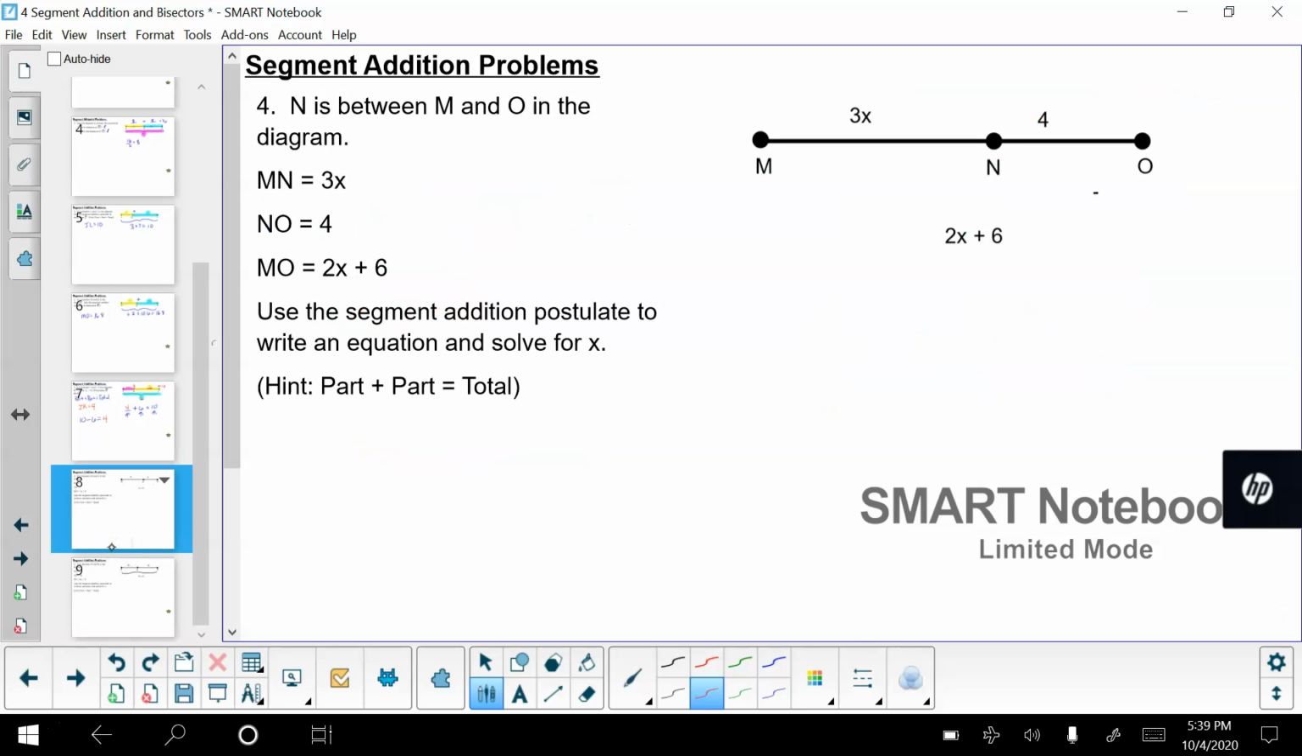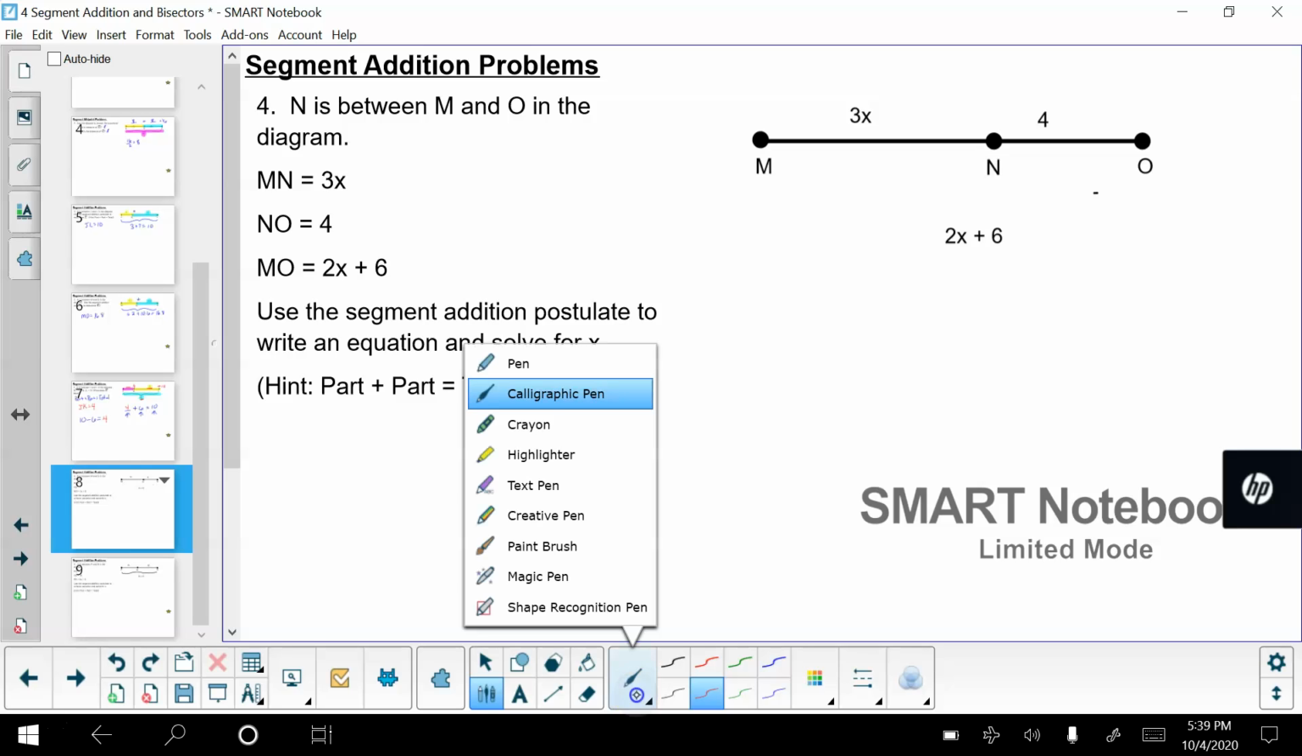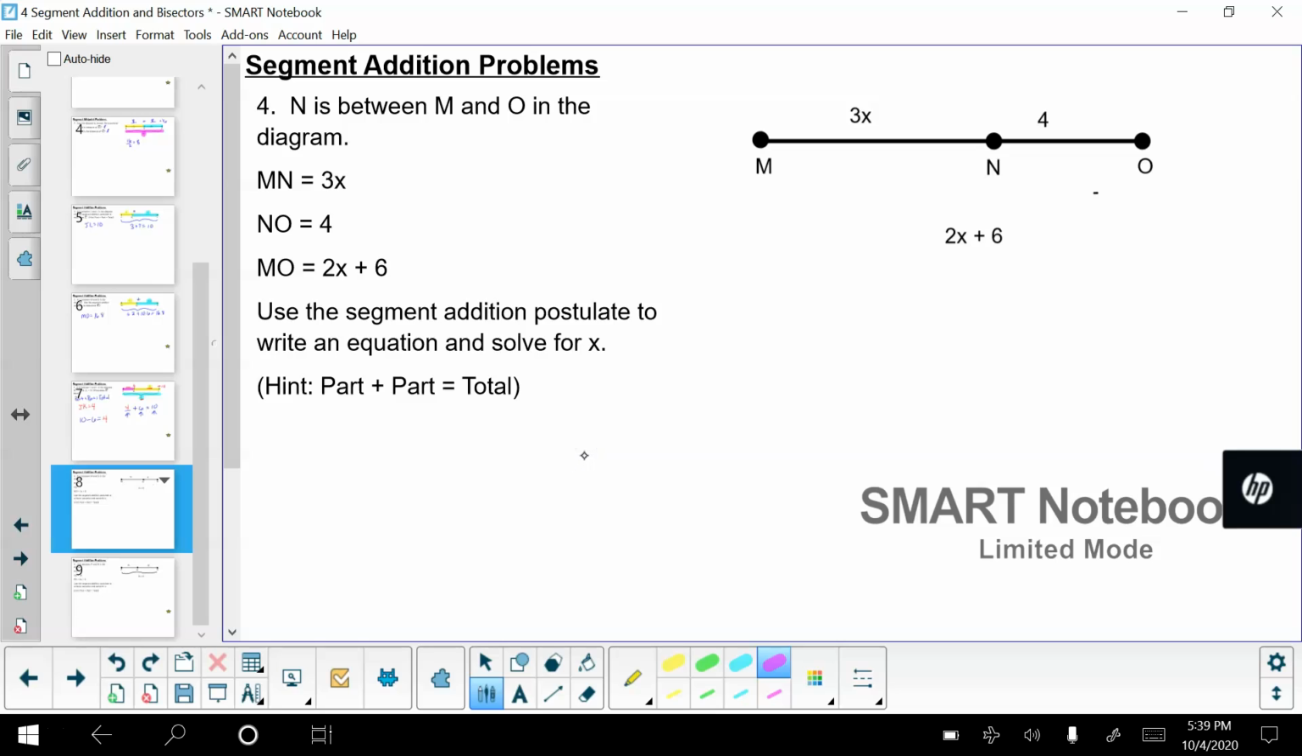Let's look at the next one. This is number 4, and we're going to do this one together since this one now is involving variables and unknowns. It says N is between M and O in the diagram as shown, and it's telling us, I'm going to highlight these different pieces, that line segment MN, what it actually equals, M to N, is 3x. So we really don't know it, but we know it's the expression 3x.